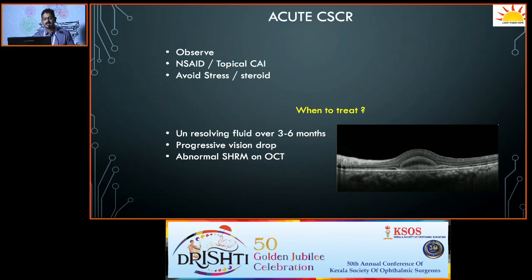Now, acute CSR, like we said, most of us will usually observe, but when do we treat it? If the fluid is not resolving over a period of 3 to 6 months, if there's a progressive vision drop, or you see abnormal SHRM on OCT. SHRM is subretinal hyperreflective material on OCT. So this is an OCT finding. In this OCT, you usually see the serous fluid completely dark colored, completely clear. Whereas over here, along with this subretinal fluid in the temporal nasal region, you can see some white spots. So this is SHRM. Technically speaking, SHRM could be either blood or any hyperreflective material, but usually in case of CSR, it is fibrin.